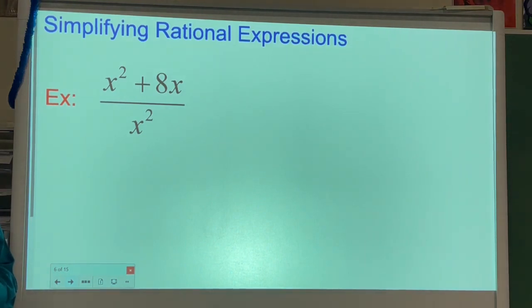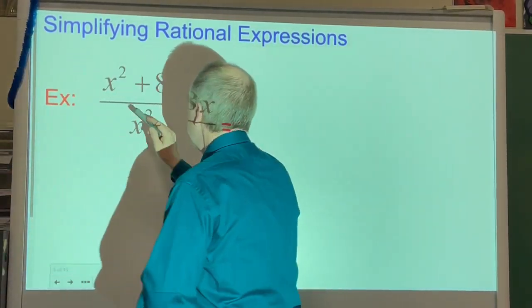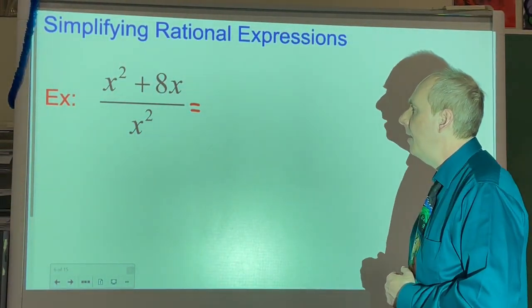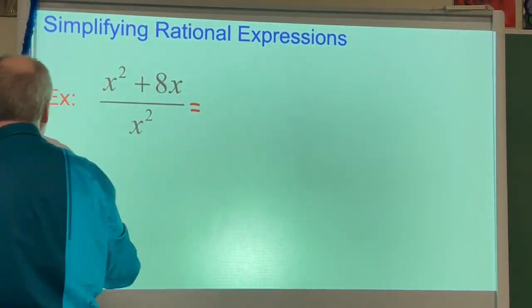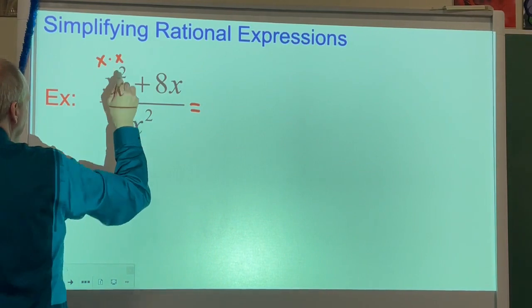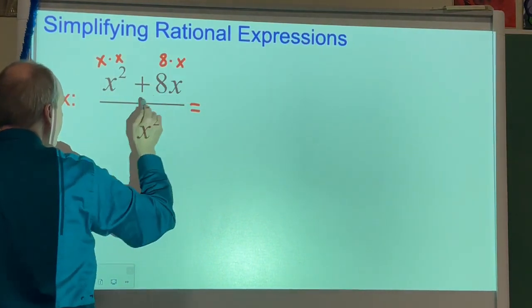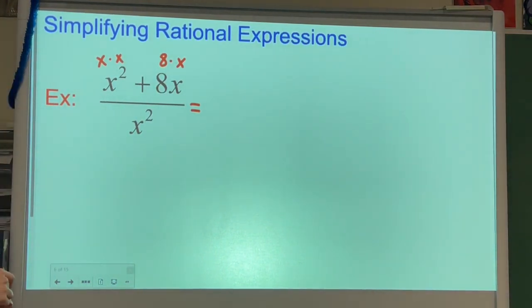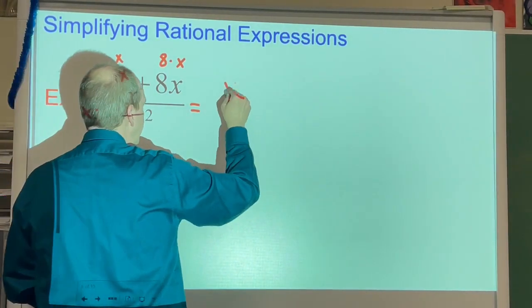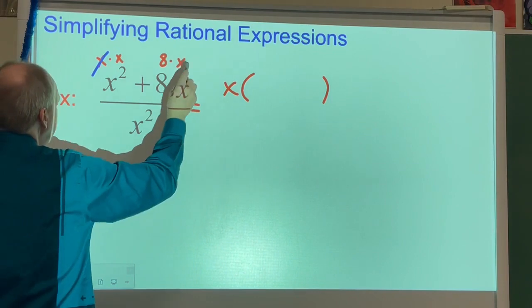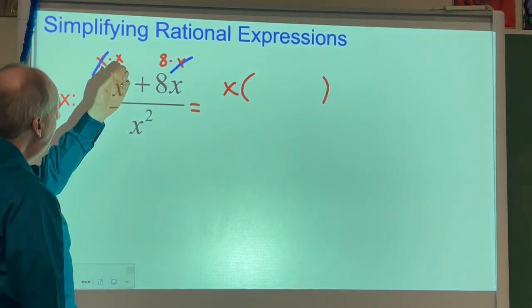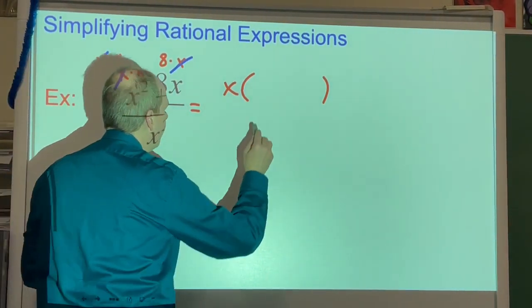That last one that we did together, it was already factored for you. Now you're going to get the fun factoring. So I'm looking at the two things up top, x squared plus 8x. They both have an x. If you're not seeing that, here's what you can do. This is x times x. This is 8 times x. They both have an x. I'm going to pull that x out. When I take that x out, take out one of these, I can clearly see I have x plus 8 left.